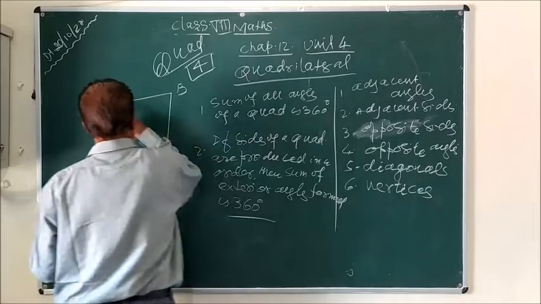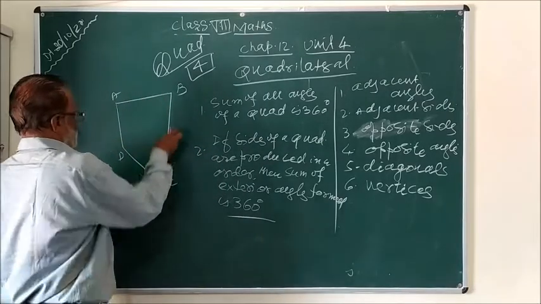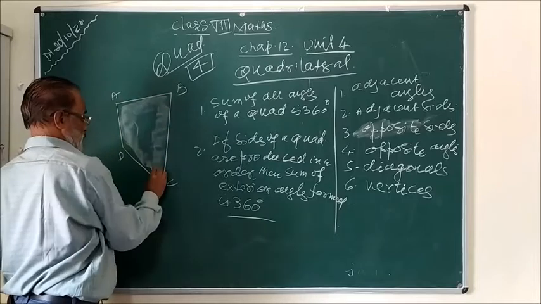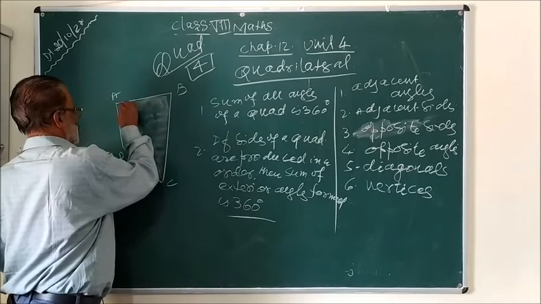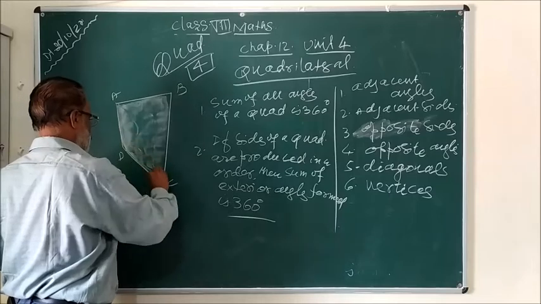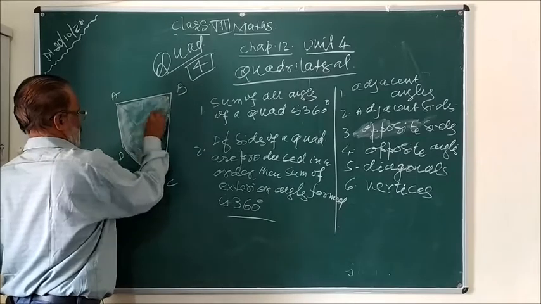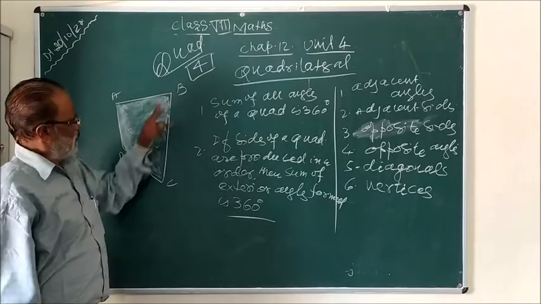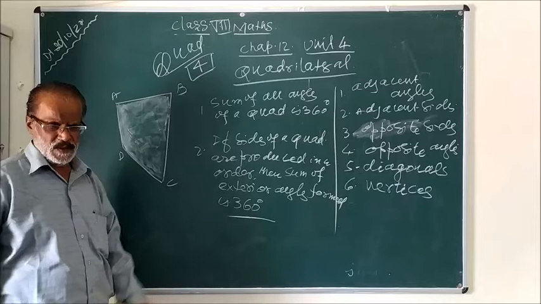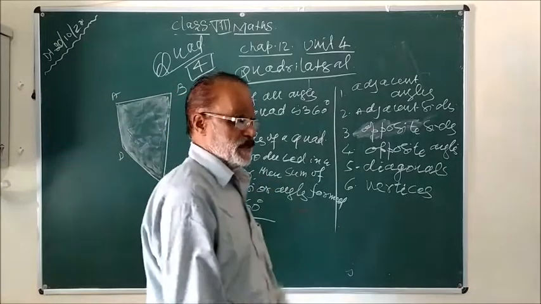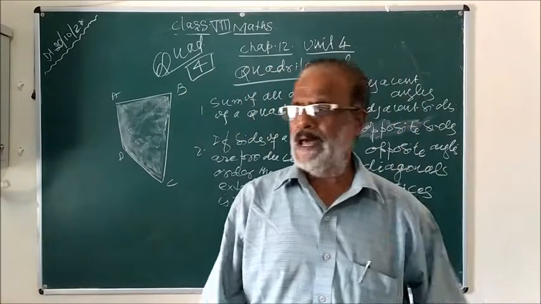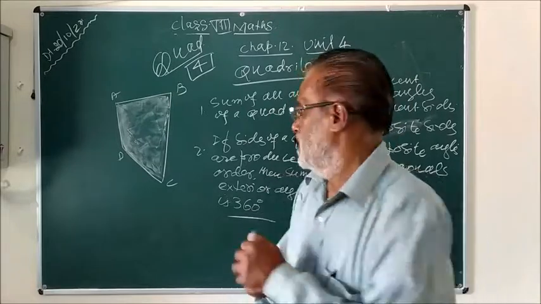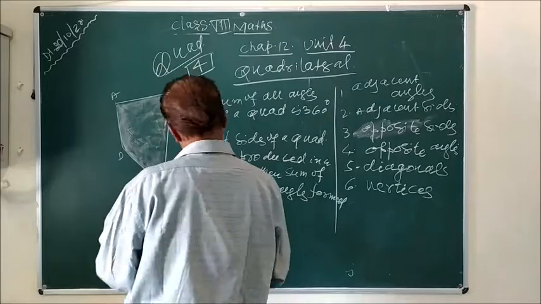Now you see A, B, C, D. This figure you can say quadrilateral because this figure is enclosed, bounded by four sides. So A, B, C, D, quadrilateral. This is a very ordinary, simple definition. And if you go deeper, I can explain another definition.